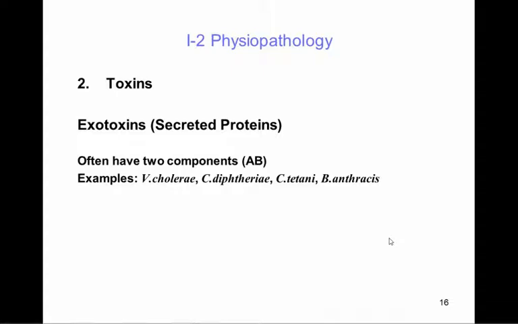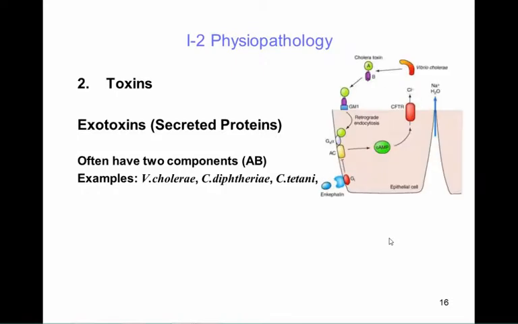So Clostridium tetani, this is going to be tetanus toxin. Bacillus anthracis, they have several ones. They have names like lethal toxin and stuff like that. Okay, so how do they work?